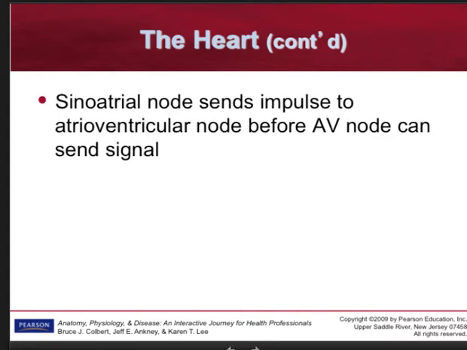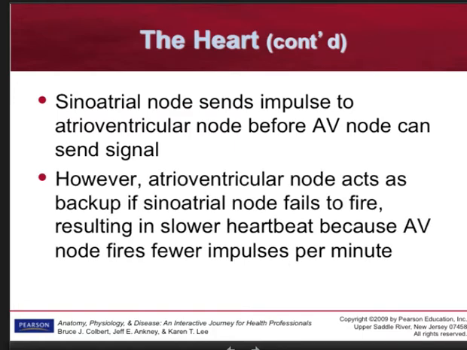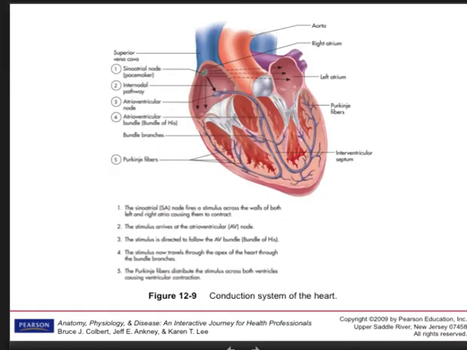This SA node sends an impulse to the AV node before the AV node can send the signal. However, the AV node acts as a backup if the SA node were to fail. This results in a slower heartbeat because the AV node fires fewer times per minute. So here you can see the conducting system of the heart.